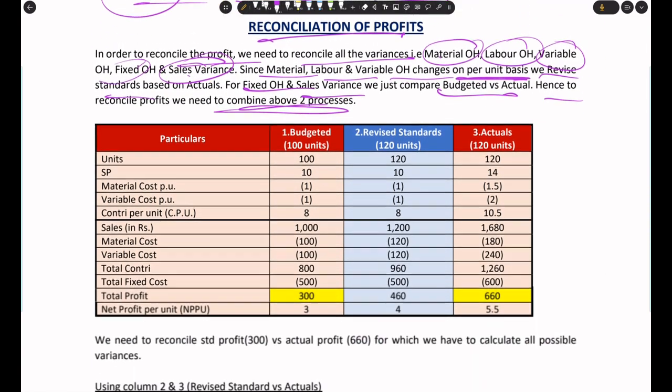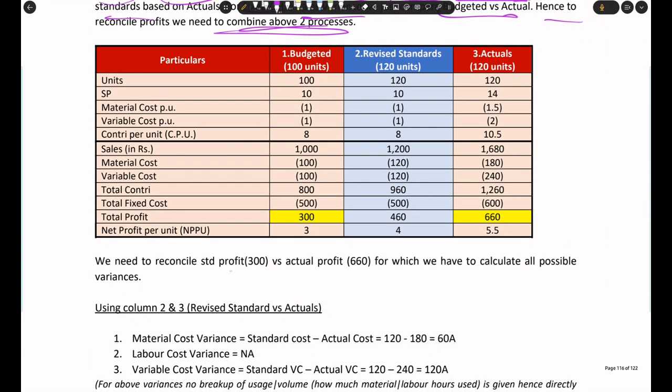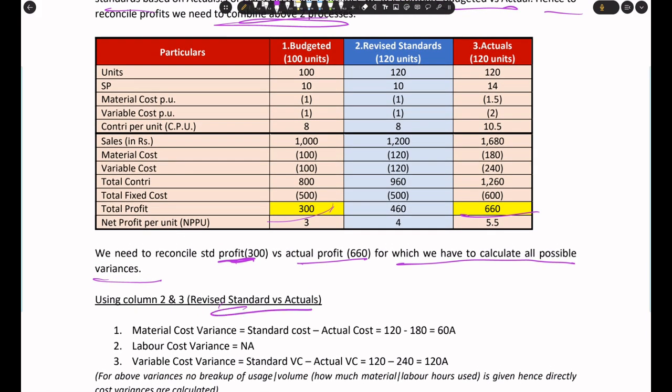They have given the table. We need to reconcile the standard profit of 300 versus the actual profit of 660, for which we have to calculate all possible variances. Using columns 2 and 3, revised standard versus actuals.